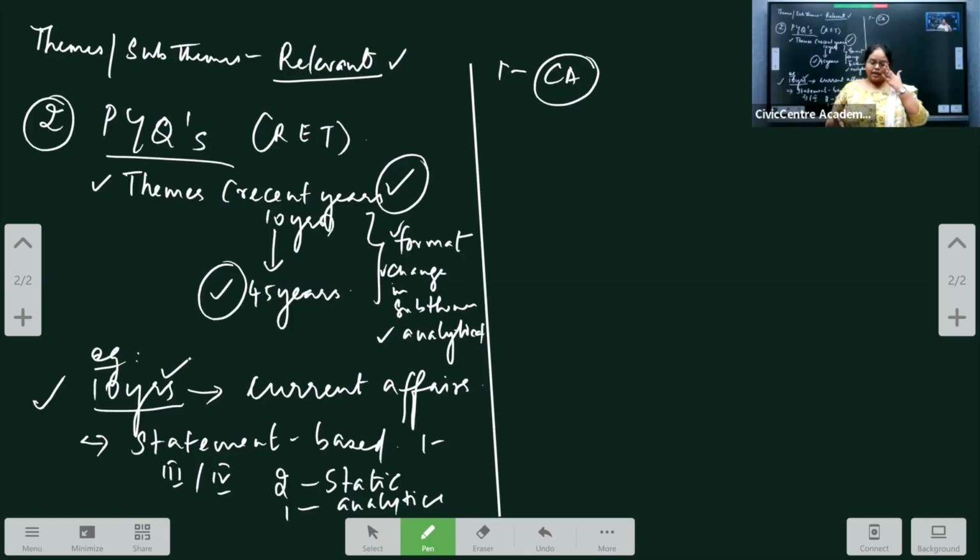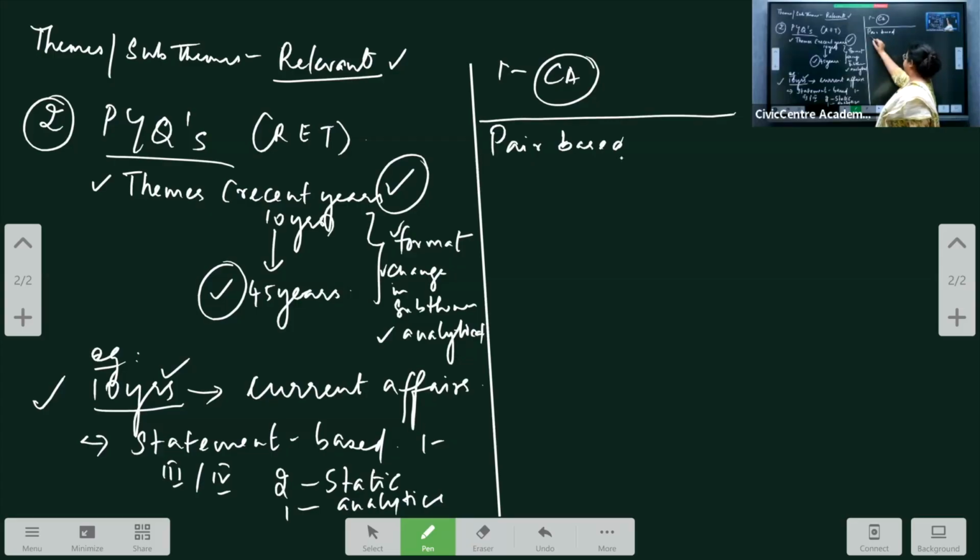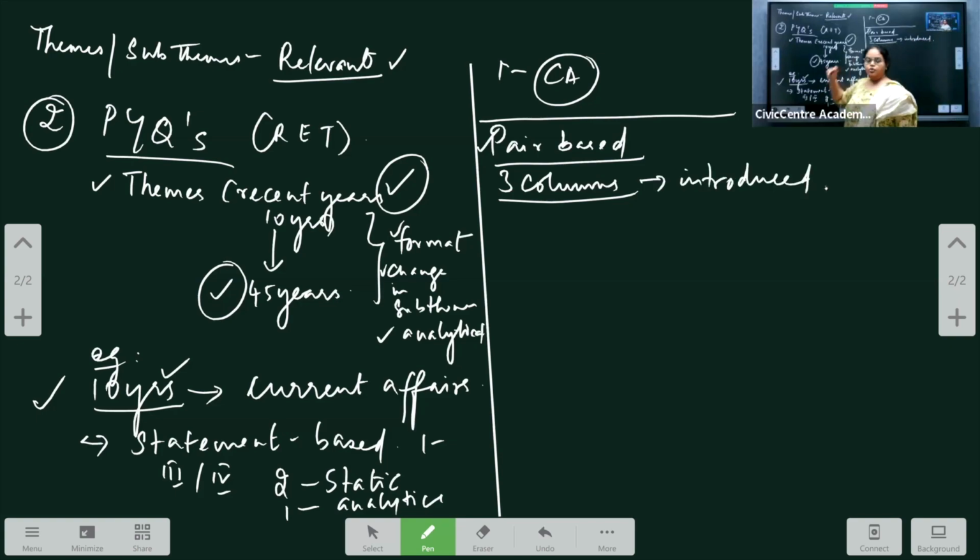So now you understand how the questions are asked. For example, in polity, if you see the last paper of 2024, pair-based questions with 3 columns have been introduced. So now you know that such kind of questions are introduced. You understand how the trend is changing. So you should identify the themes where you ask such questions, and you also identify in which kind of themes such questions are being asked by the examiner. So this should be the approach for you when you are referring to PYQs.